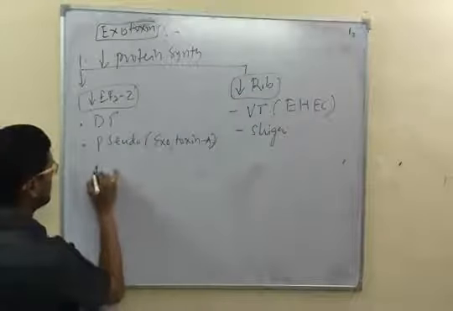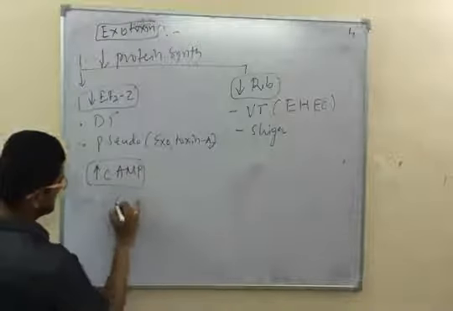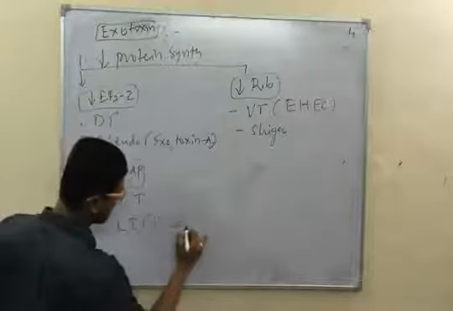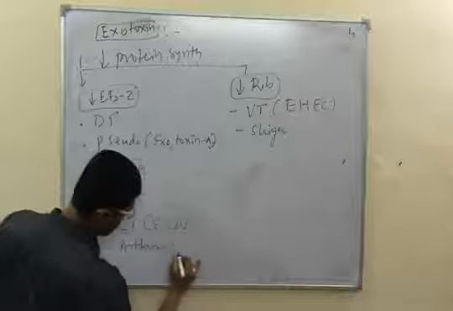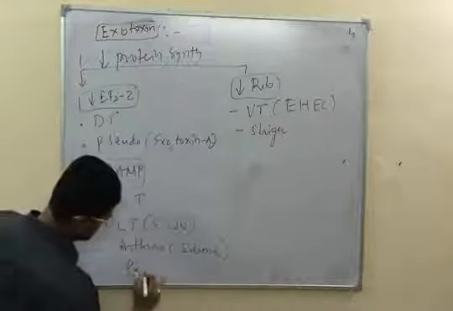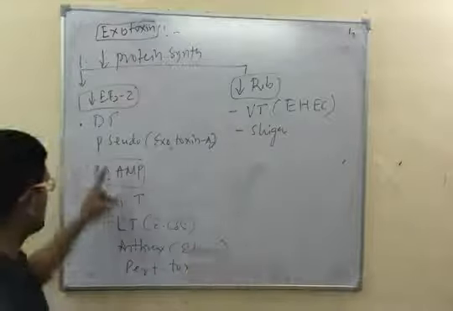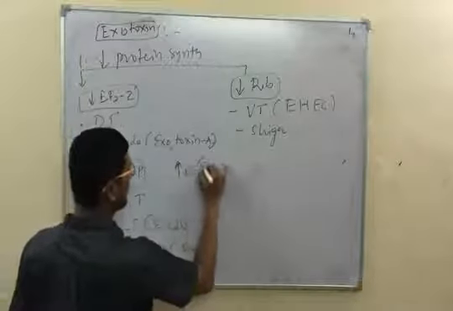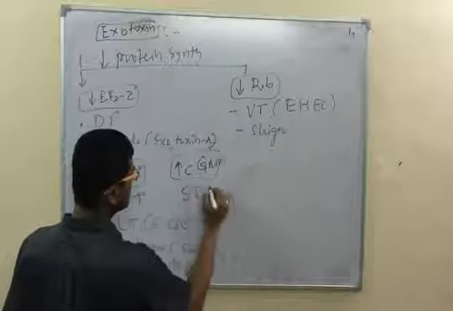Toxins that activate cyclic AMP are, for example, cholera toxin, heat labile toxin of E. coli, anthrax edema factor, and pertussis toxin. All these are toxins that activate cyclic AMP. The toxin that activates cyclic GMP is the heat stable toxin of E. coli.